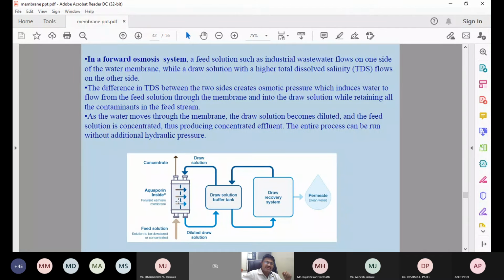So what will happen to the wastewater here? The wastewater will be concentrated. Let us say that in this wastewater the COD concentration is 300 milligram per liter. If water goes out from this wastewater, will the COD increase or decrease?